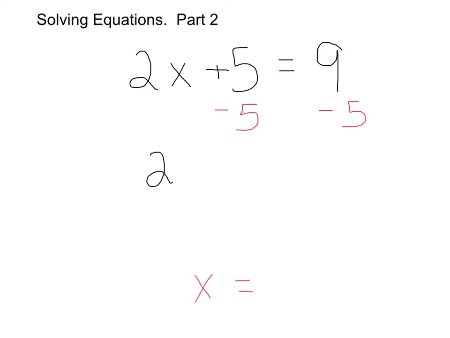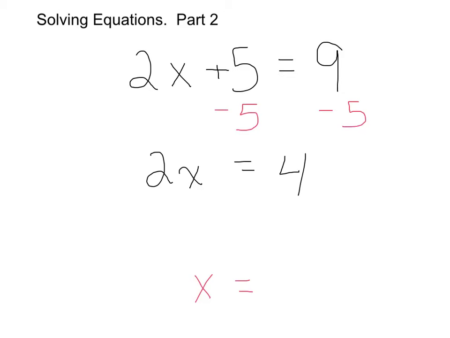So I'm going to start from the left hand side again. I'm going to write 2x. Now that plus 5 and minus 5 is going to add up to 0. So I can write plus 0 if I'd like to, but it really kind of seems silly. Remember, my goal is to get x by itself, so to have plus 0 next to it is kind of going against my goal. And then 9 minus 5 is going to give me 4.